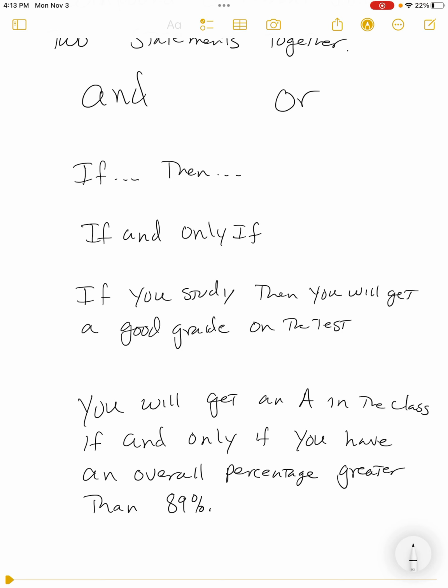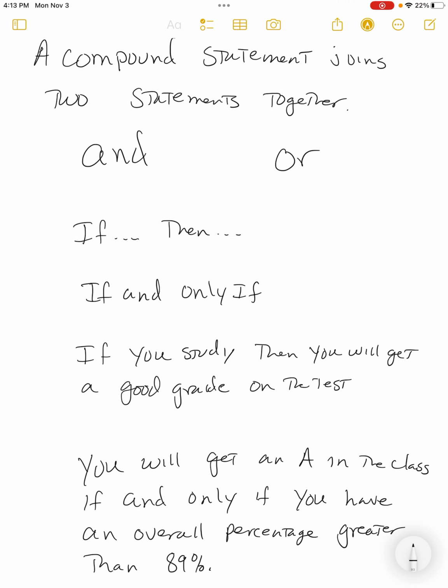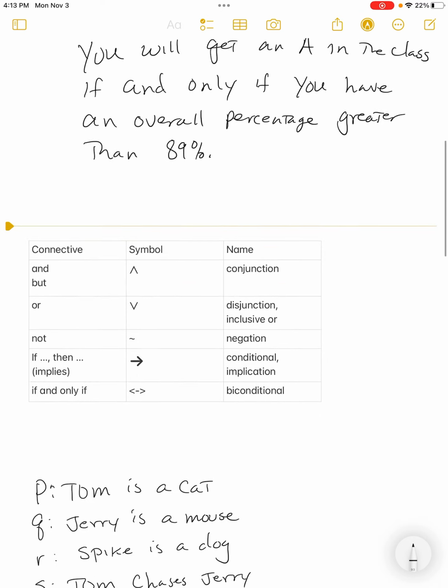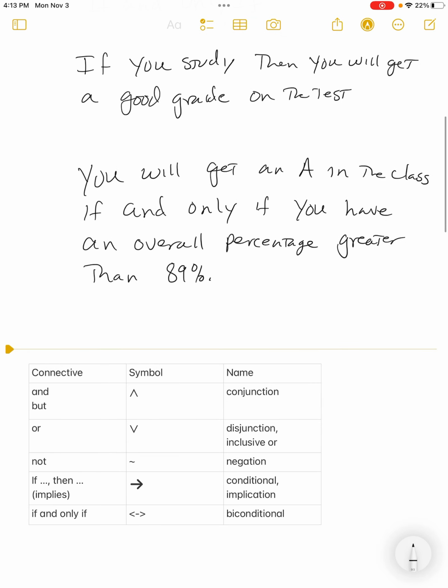I think I mentioned it in the last video, but everything's going to be put into symbols. So we need to have symbols that represent these different wordings, the things that make it compound: and, or, if then, if and only if. And so that's down here. So I'll just bring this up for right now.